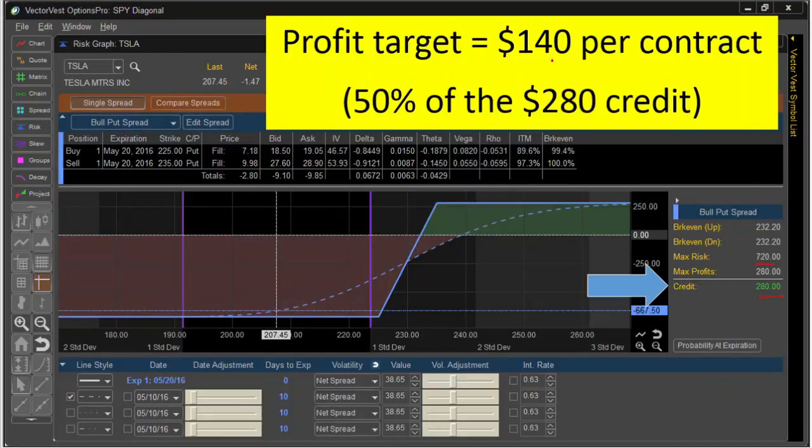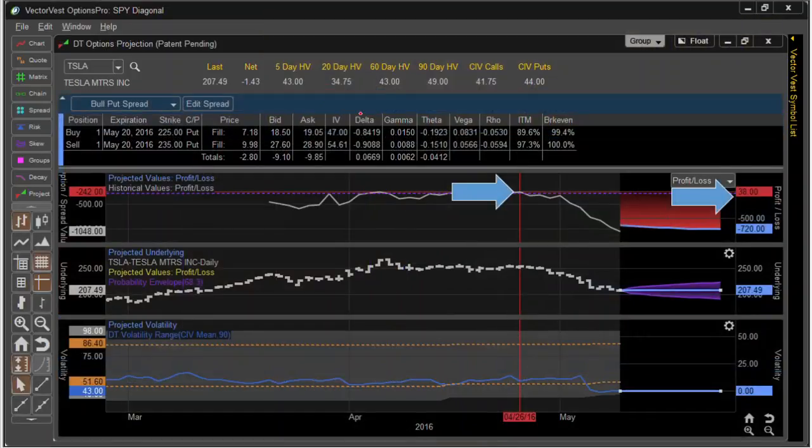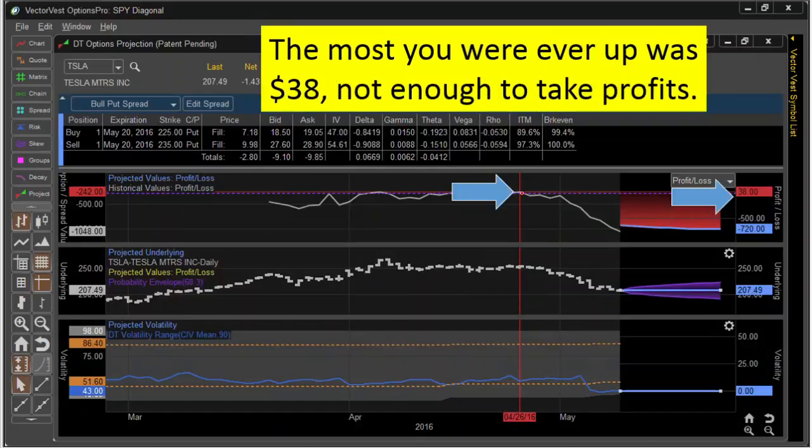That's what we're looking to do, right? 50% of the $280 credit. Now, on that trade, using the projection tool, and again, I don't use the projection tool very often, just to show things in hindsight. The most you were ever up was about $38. The market did go up a little bit, okay? It came up a little bit, but the most you were ever up in that trade is about $38. Not enough to really ever take profits, all right?